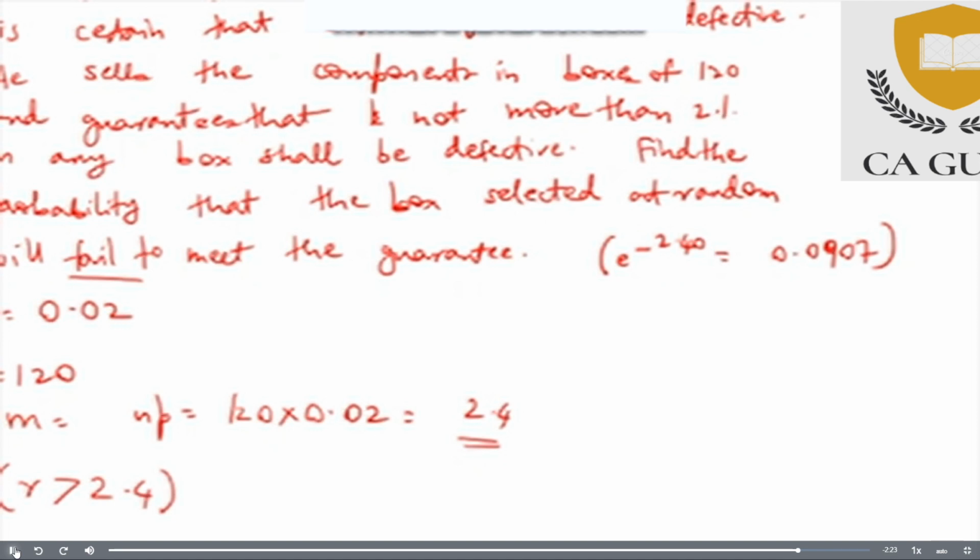P(r > 2.4) is equal to P(r = 3) plus P(r = 4) plus, etc., up to P(r = 120). But you cannot find such a big number of terms like this. So what you can do is say 1 minus [P(r = 0) plus P(r = 1) plus P(r = 2)]. If you find this value, you will get the answer to the question.